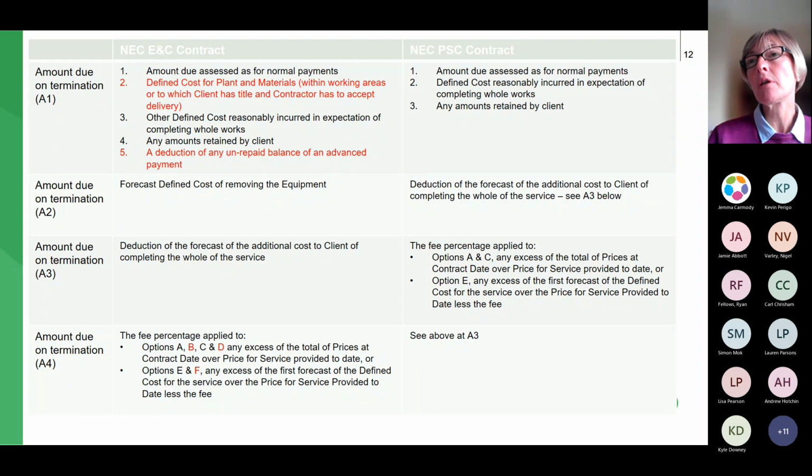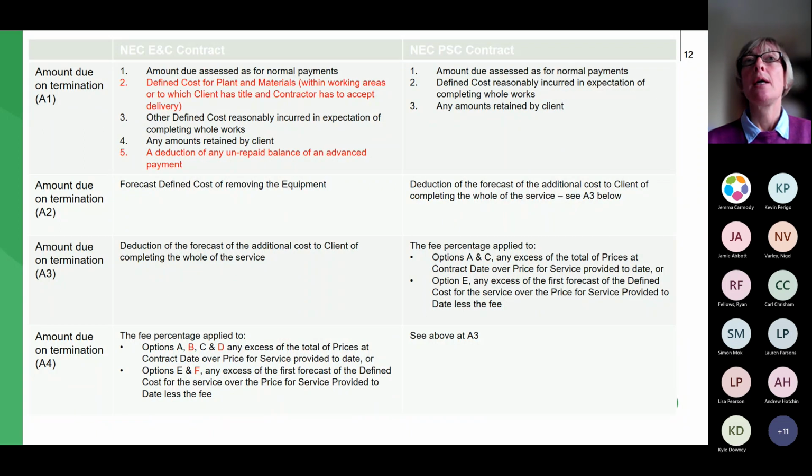The middle column is for the engineering and construction contract. So this is what you will be relatively familiar with in terms of what you will be entitled to in circumstances where your client terminates your contract, depending on the grounds. So A1, A2, A3 and A4 in the left hand column are all dependent on which grounds are used for termination. So the far right hand column deals with the professional services contract and what they're entitled to. So the first line, A1, amount due on termination.